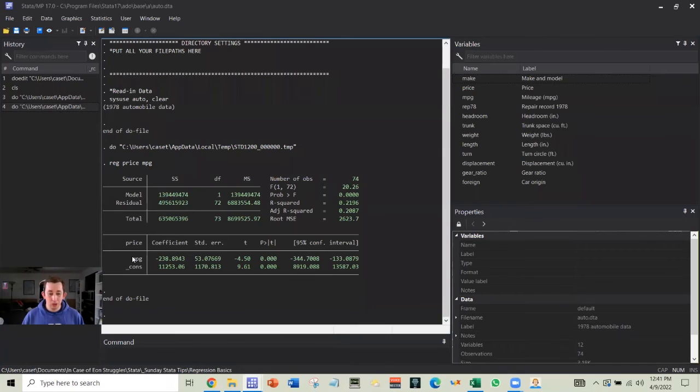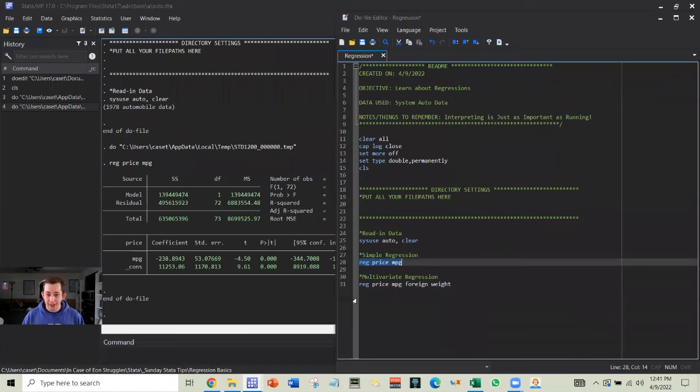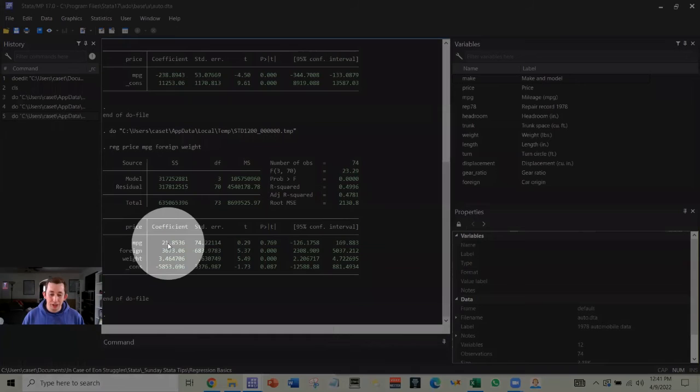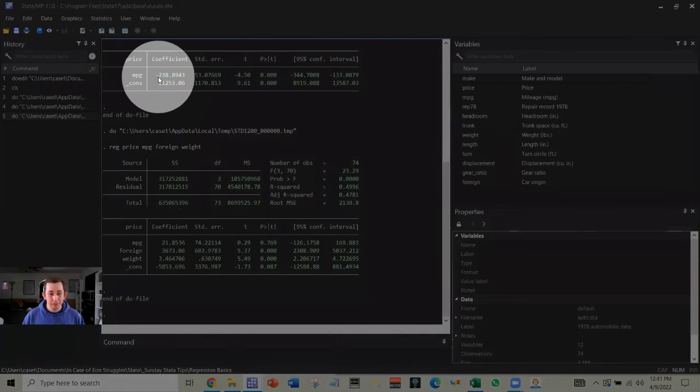Now, we did this with just a simple regression of price on miles per gallon. What happens if we add in some more variables? So let's add in whether or not the car is foreign and the weight of the car. We're going to get something very similar in terms of output. But notice that our miles per gallon coefficient has dropped down to 21 and it's positive, as opposed to the minus 238 that we had before.